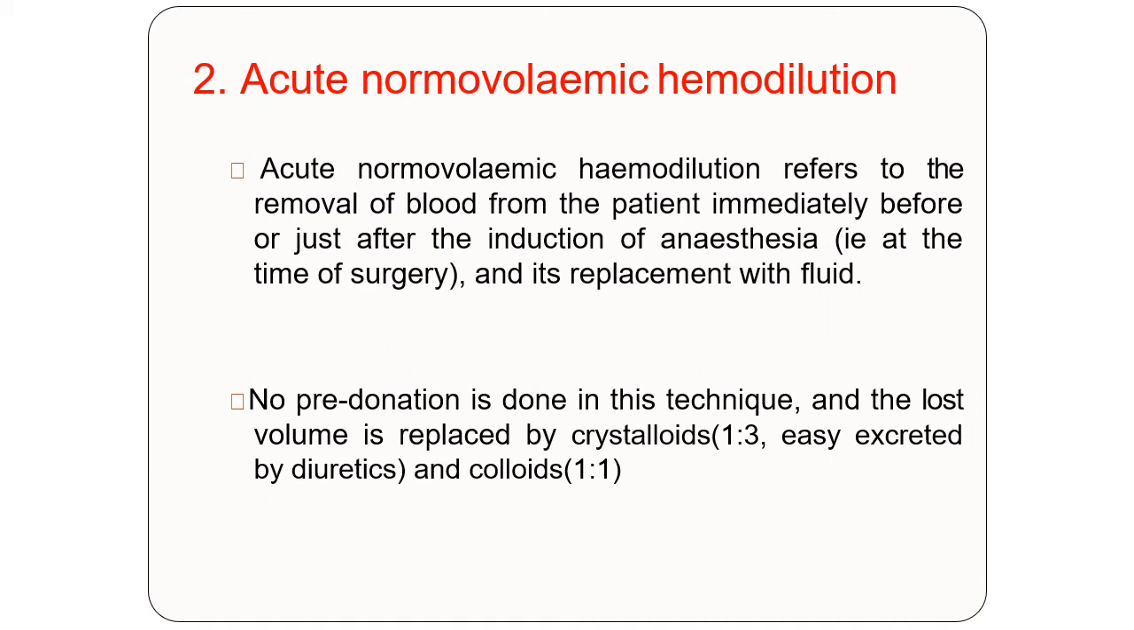Coming to the second type, that is acute normovolemic hemodilution. This refers to the removal of blood from the patient immediately before or just after the induction of anesthesia and replacement with fluid. So no pre-donation is done and the lost volume is replaced by crystalloid or colloid.